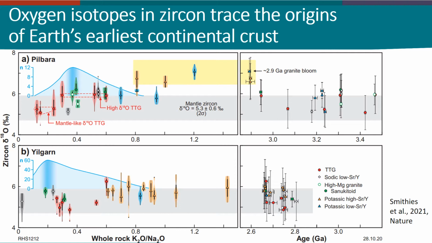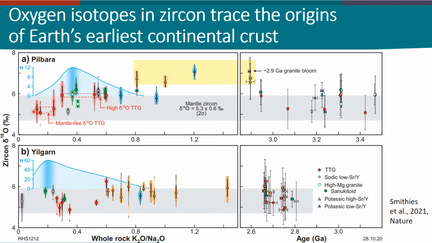These new zircon oxygen isotopes have played a significant role in tracing the origins of Earth's earliest continental crust. Here we use coupled variation in zircon oxygen isotopes with whole rock potassium-sodium ratios to identify two distinct groups of TTGs, represented by the red circles. The strongly sodic TTGs represent the most primitive magmas and contain zircon with mantle-like oxygen isotope compositions, reflecting source rocks hydrated by primordial mantle-derived water.